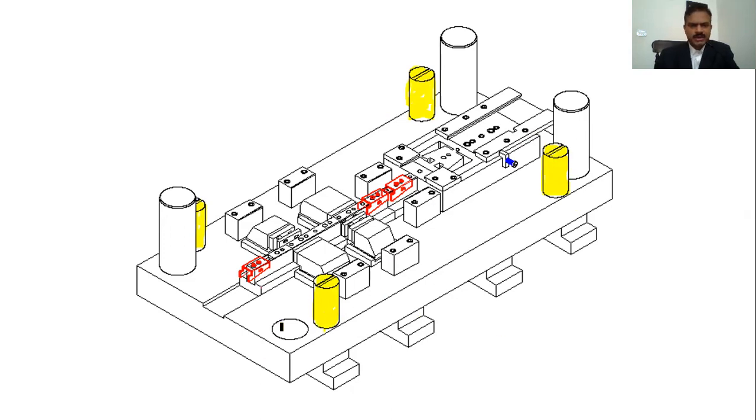So this pillar has been removed just for clarity, and you can see the part overlaid. This is where the bending takes place. This is where it attains the shape. And this is where the slots are cut to the right position after bending.